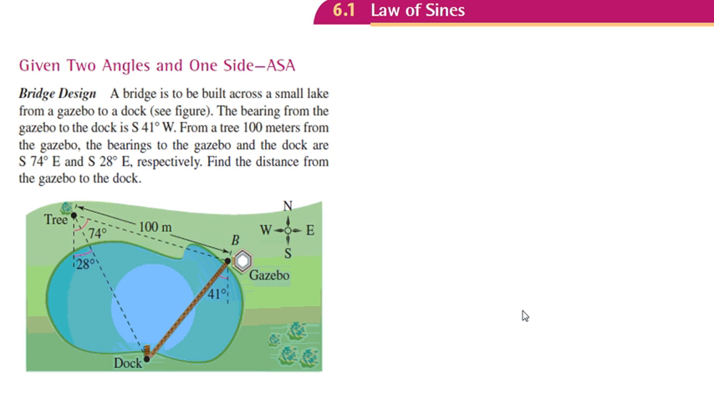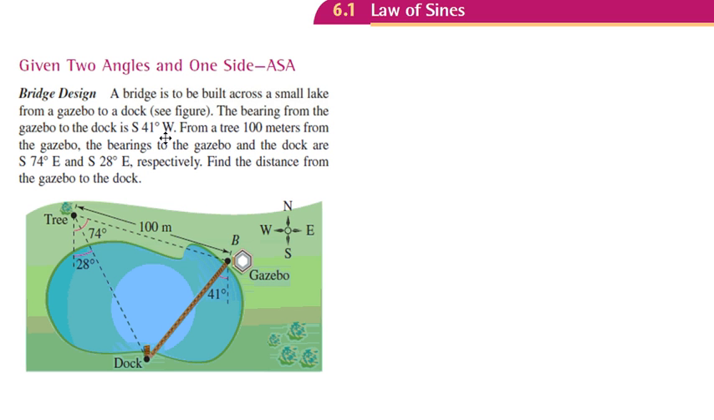So here we go. A bridge is to be built across a small lake from a gazebo to a dock. So here's the gazebo, and here's the dock. They're going to build a bridge right here, all right? And the bearing from the gazebo to the dock is south 41 degrees west.